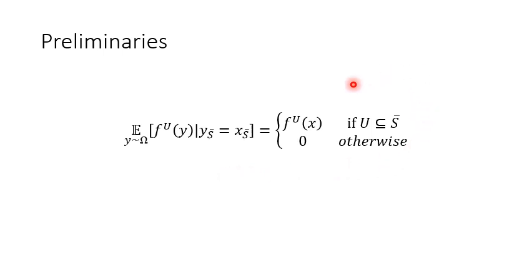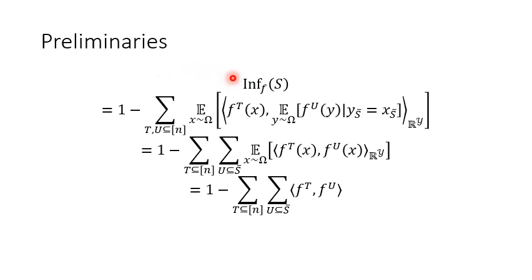Otherwise, it means that there is some coordinate in u that is not fixed to be a value from x. And in this case, because of the Efron-Stein decomposition, this expectation will be 0, because there is some coordinate that the function depends on, some coordinate in u, that is not fixed in the expectation, and then from the definition of the Efron-Stein decomposition, the expectation must be 0.